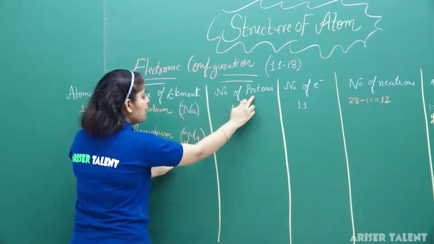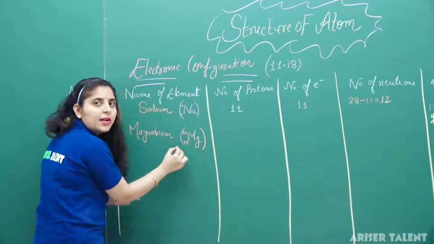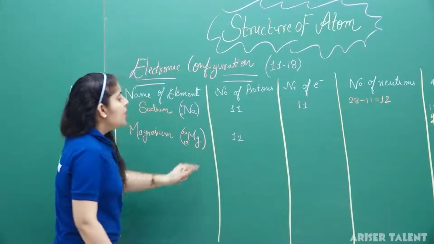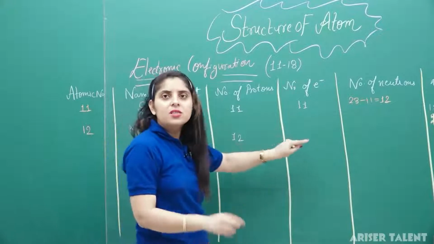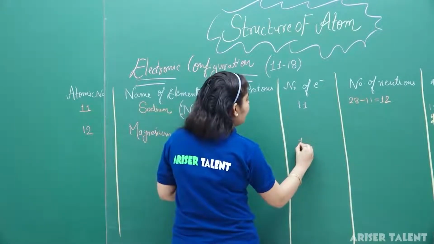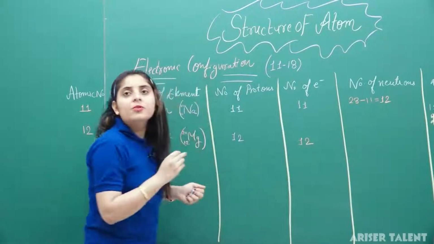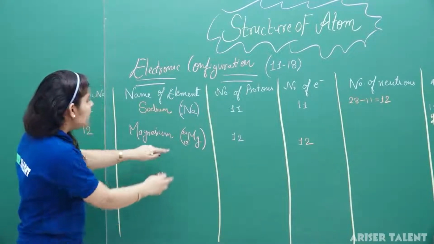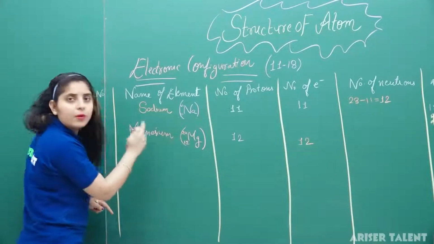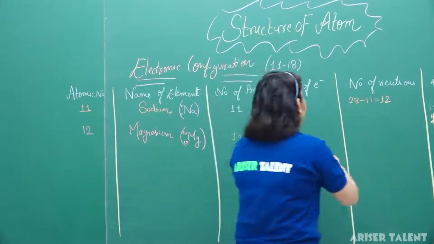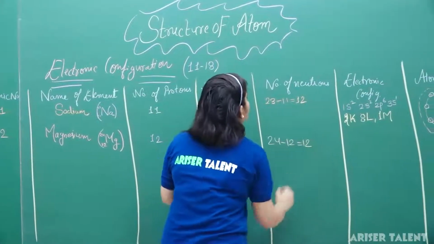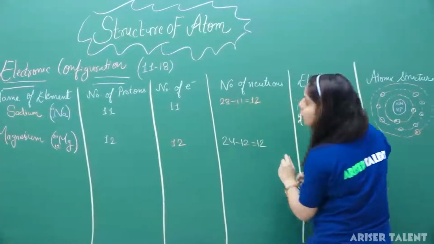Now the number of protons will be the atomic number of that element, so the number of protons here will be 12. The number of protons and number of electrons are the same for a neutral atom, so again we have 12 electrons. We want to calculate the number of neutrons, which can be calculated by subtracting 12 from 24. So, 24 minus 12 is equal to 12. That will be the number of neutrons.